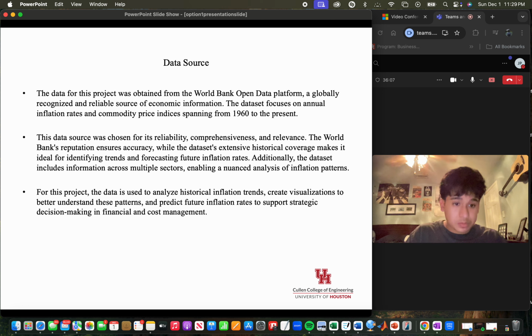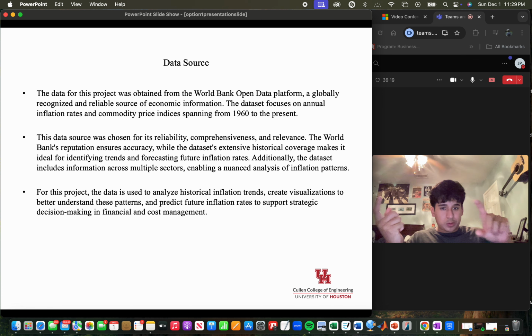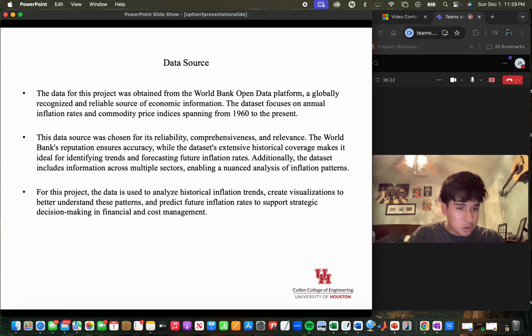That's why I chose it. It's reliable, it's really relevant, and it's really easy to understand. It ensures accuracy, and it's basically a historical coverage of everything that's been going on with inflation rates and just money-wise with the economy. It also includes, this is important, a lot of sectors. It includes the energy sector, the agricultural sector, the metal sector, and other tinier sectors that maybe in a minuscule way affect our economy, but they still affect it.